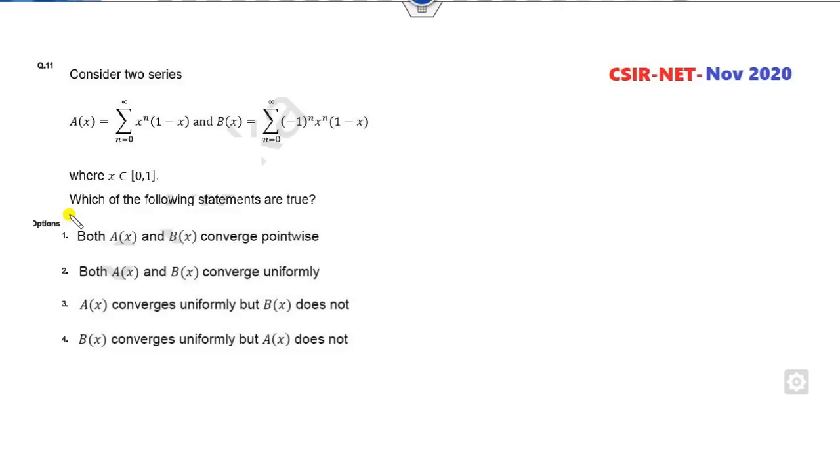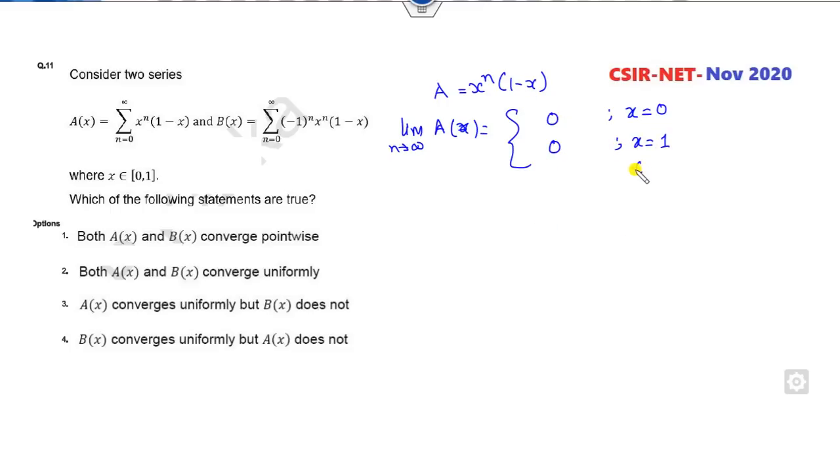Okay, look at this option. An is a sequence x^n(1 minus x). Fine. So which of the following converges pointwise or not? Take the limit as n approaches infinity of this An(x). What happens? If x is 0, the limit will be 0. If x is 1, the limit is again 0. If x belongs to (0,1), any number like 1 over y, so 1 over y raised to power infinity goes to 0. So it means An converges to 0 pointwise.